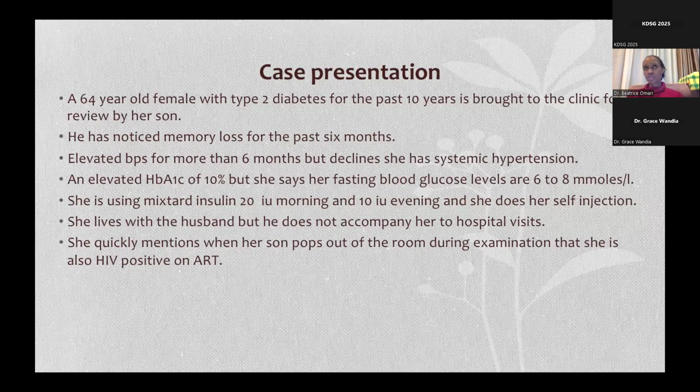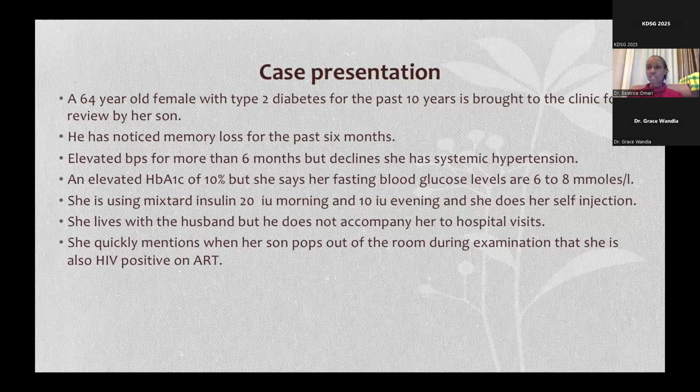And he noticed also that in her chart, where she records her blood pressure and sugars, she had been having some elevated blood pressures, ranging systolic above 150, diastolic above 90, but the mother denied that she has an elevated blood pressure, and she doesn't have systemic hypertension.